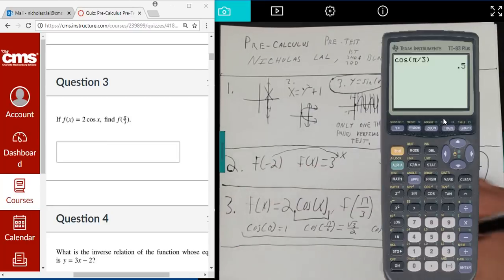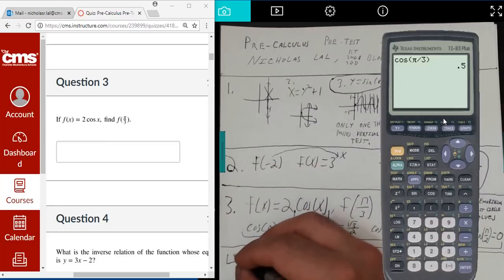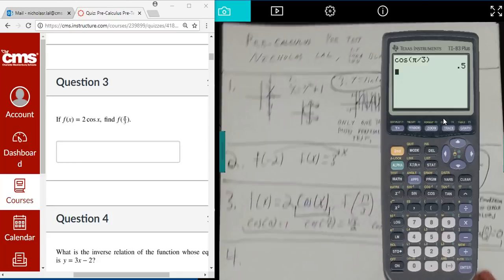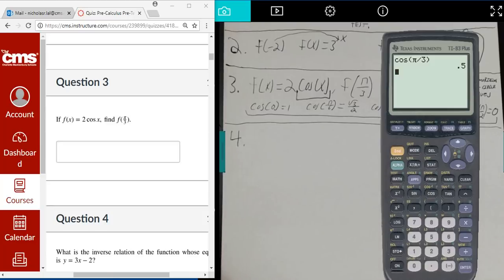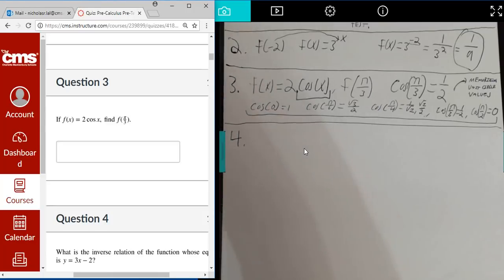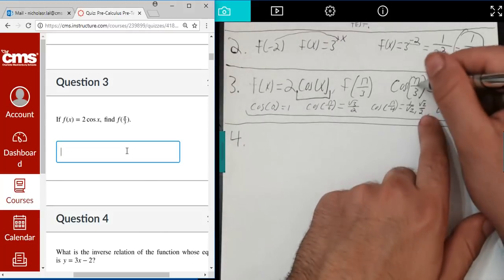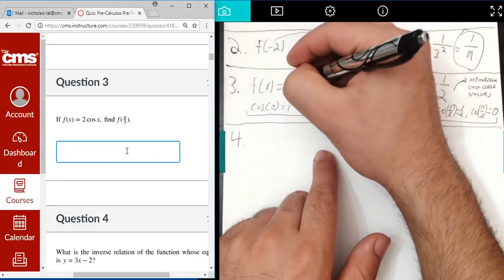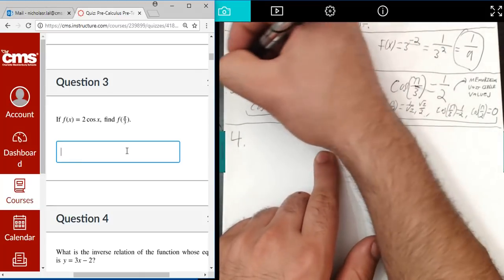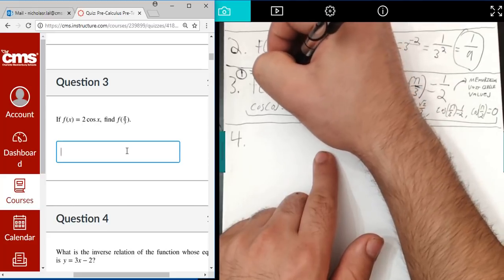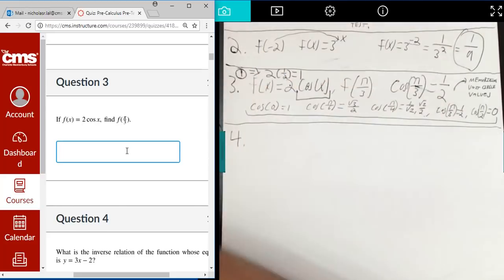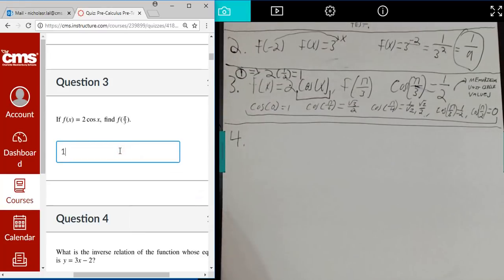Alright, so we're at 3, and that was our cosine value. Going on to question 4. Alright, sorry. Calculator was blocking your view, so now you can see all those cosine values. I almost finished the formula. If cosine of pi over 3 is 1/2, 2 times 1/2 is 1. So the answer is 1.